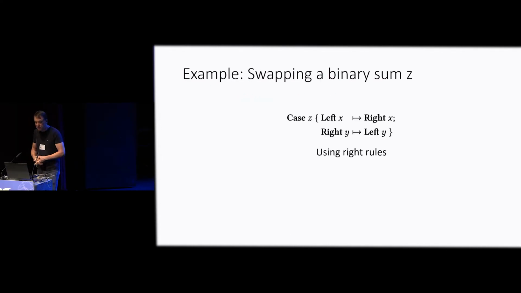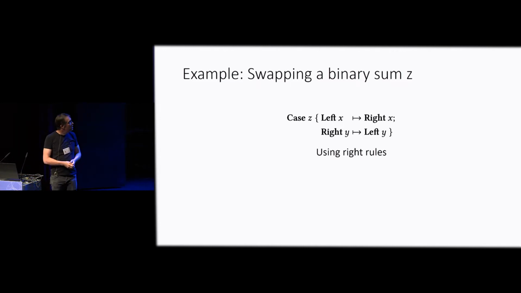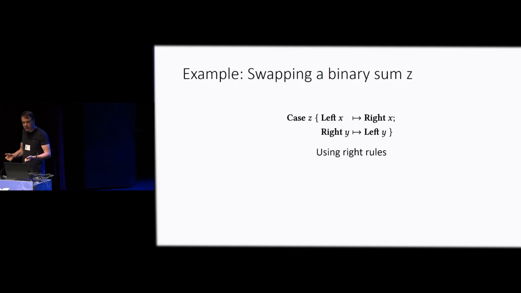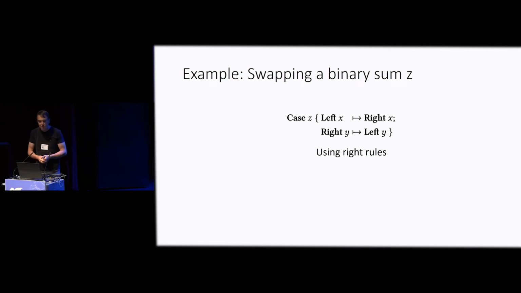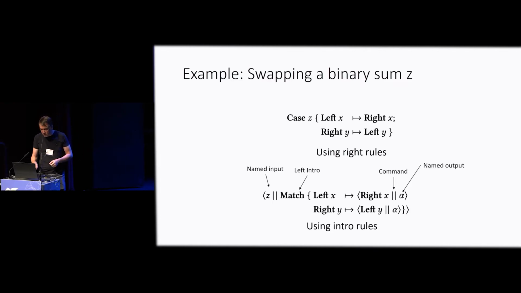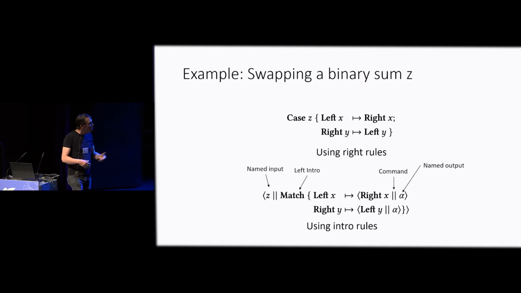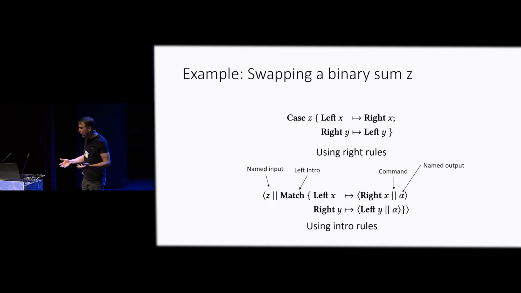Okay, let's make this a bit more concrete and let's look at some examples. So, for instance, here is a little program that swaps the components of a binary sum z using natural deduction right rules. So this is something we are all very familiar with.